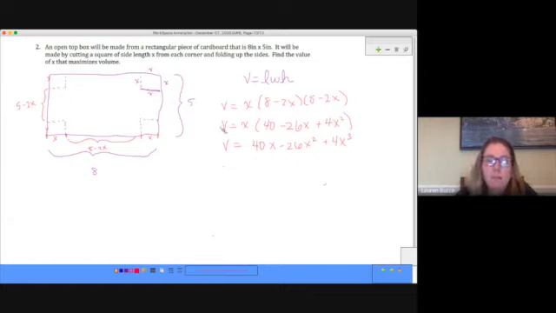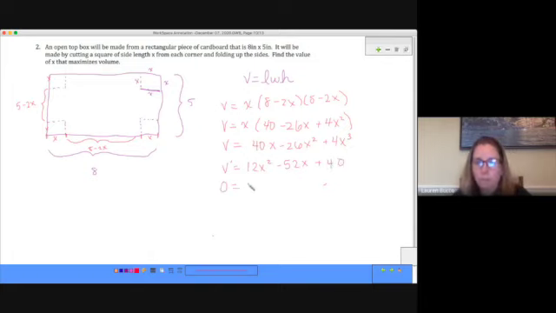So if I want to find the value of X that maximizes the volume, I'm looking for a maximum. So I know maximums occur when the derivative is equal to 0. So let me find the derivative. And because I'm crazy, I'm going to do this in descending order. So I'm going to work backwards. So that's going to be 12X squared minus 52X plus 40. Yes. I'm going to take out a GCF, so I want to set this equal to 0.